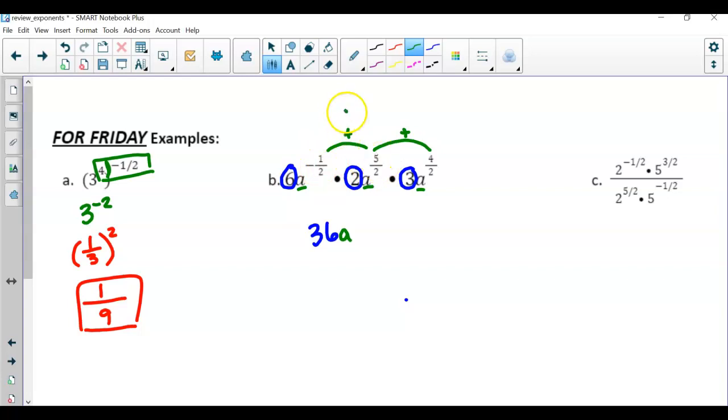So like here, for example, you end up with 4/2 plus another 4/2, which is now 8/2. Well, technically 8 divided by 2 is 4. So really, this is 36A to the 4th.